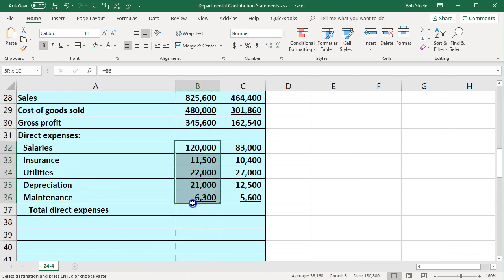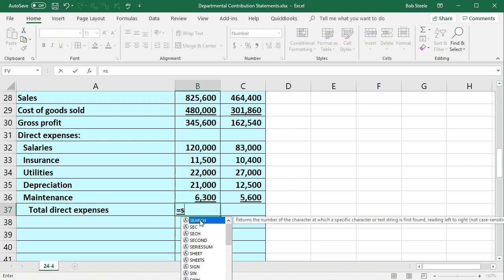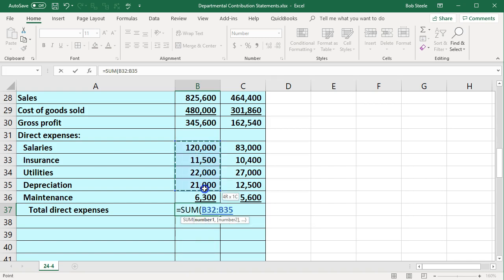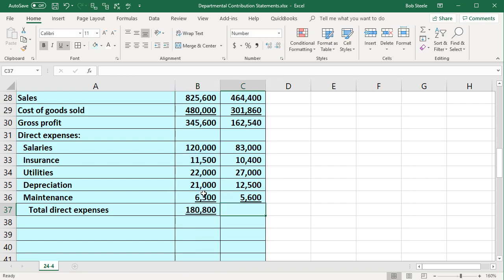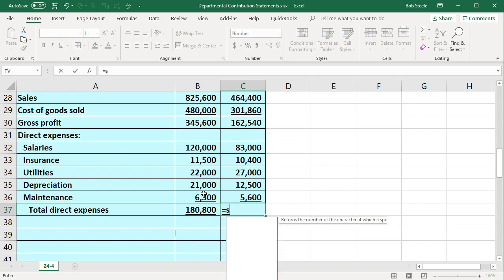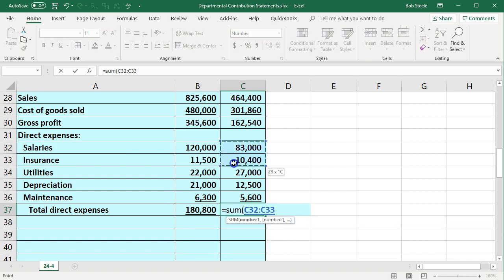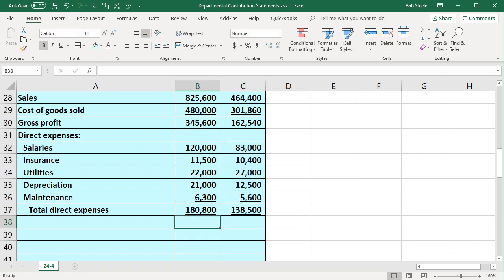We'll sum these up, these items. We'll use our good old sum function for that, equals the SUM function. Double click in the sum function, highlighting those, and tab. We can do the same here, equals the sum of this column, and enter. Okay, so now we've got the expenses that we're going to have to allocate now.